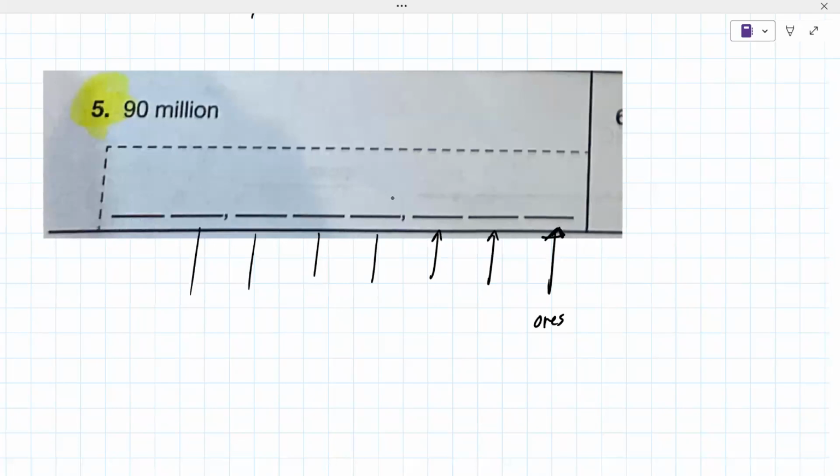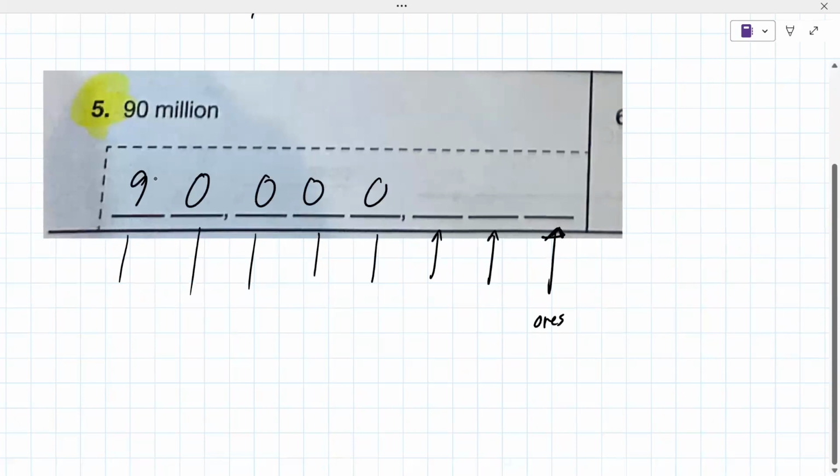The millions, and then the 10 millions. Where does the 9 go in this problem? On the first one. Yep. And then a bunch of zeros. 90 million. Any questions on that?